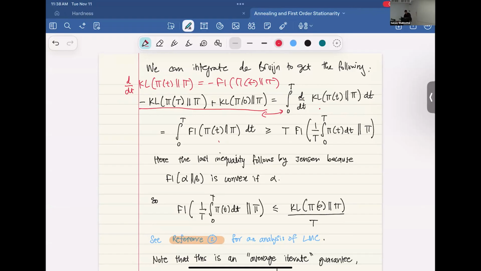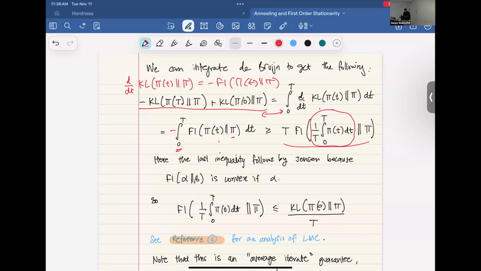And from here to here is De Bruijn, which is negative, right? Now this is the integral of a bunch of Fisher divergences to pi, and it turns out that Fisher divergence is convex in the first argument, so you can use Jensen to get this. Here, this is the Fisher divergence between this integral, right? This is where the convexity comes in, where I've replaced the integral on the outside with an integral on the inside. So the right-hand side here is t times a Fisher divergence of an average distribution to my target.